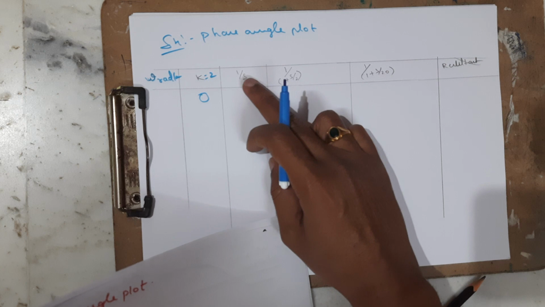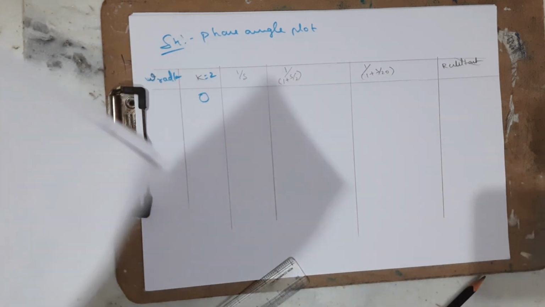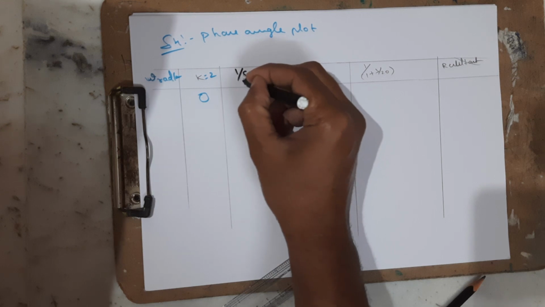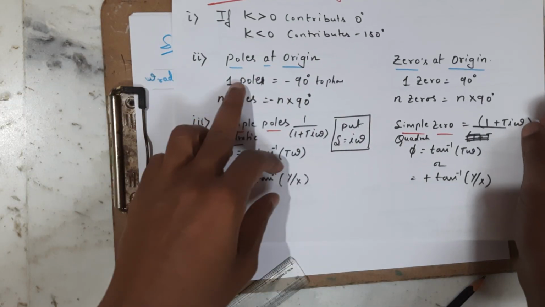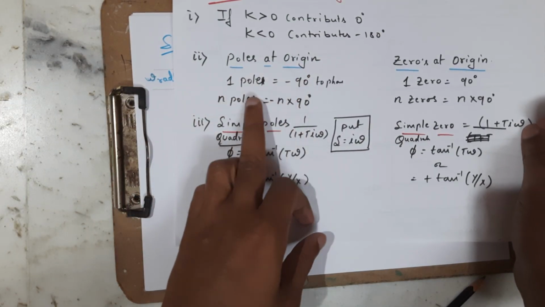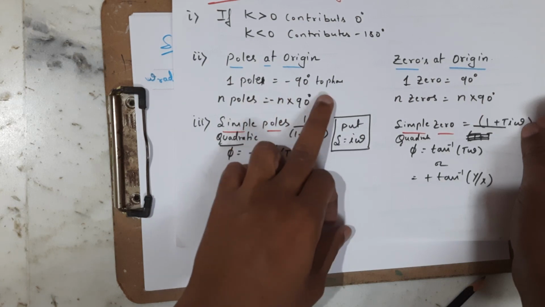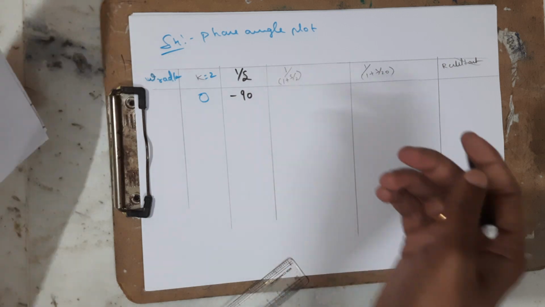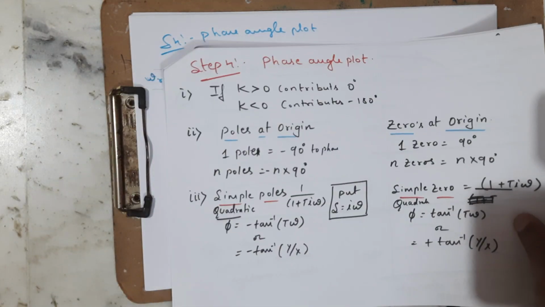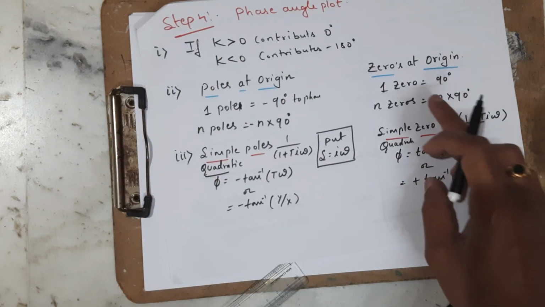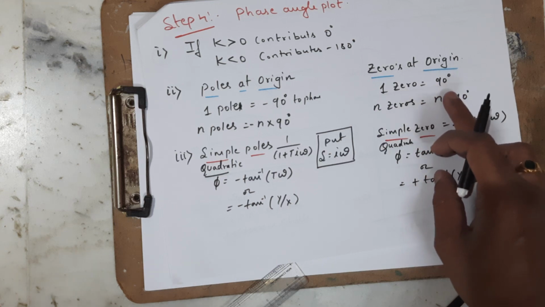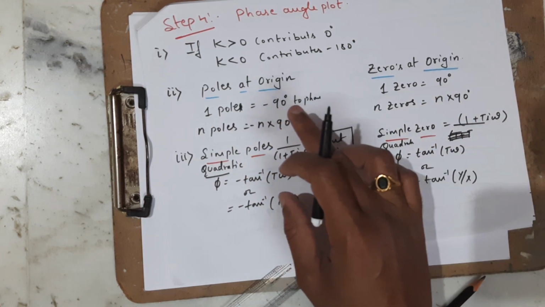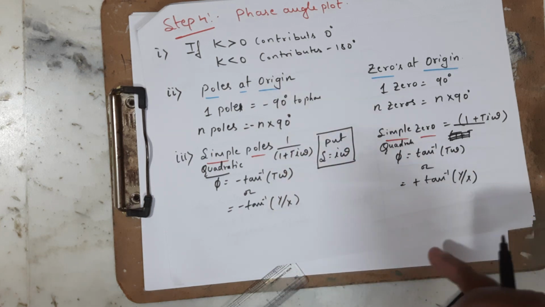Next we have 1 by S. I will take another sketch pen. This 1 pole at the origin contributes minus 90 degree. If it had a zero, then it would contribute plus 90 degree. So here we have a pole, it is going to contribute minus 90 degree.